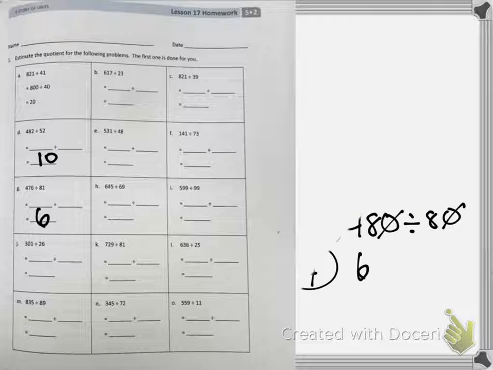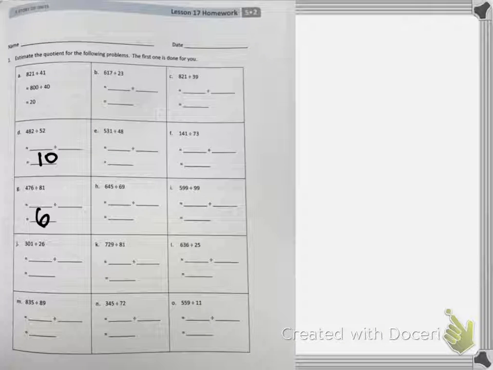Now, as long as you follow the steps and you do them step by step, I know the kids are getting confused on that dividend part because, again, we're not rounding. We're finding a multiple of our divisor that is closest to our dividend, or the given dividend.